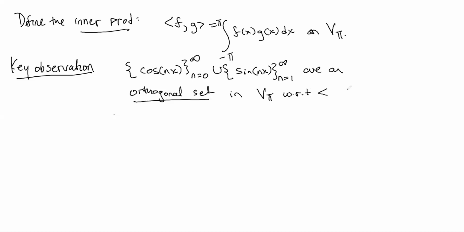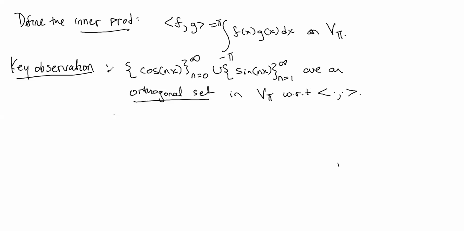With respect to the inner product defined. Well, what does that mean? It means that if you take any two distinct vectors, their inner product is 0. Somebody asked, how did you get the values of n? I defined it that way, right?